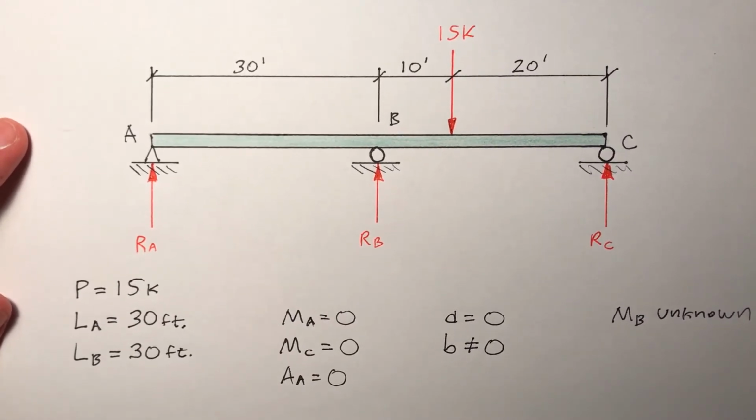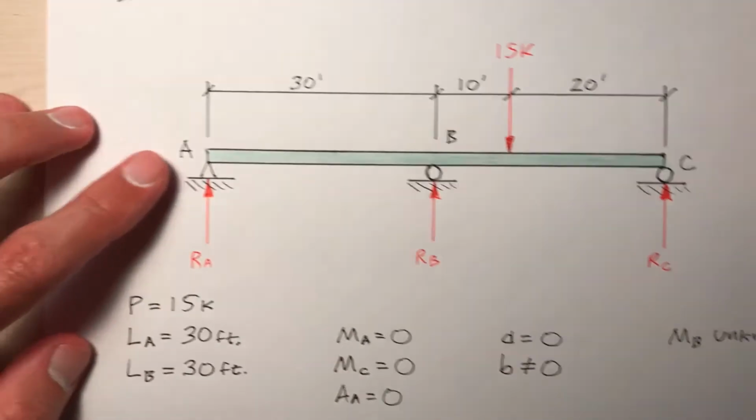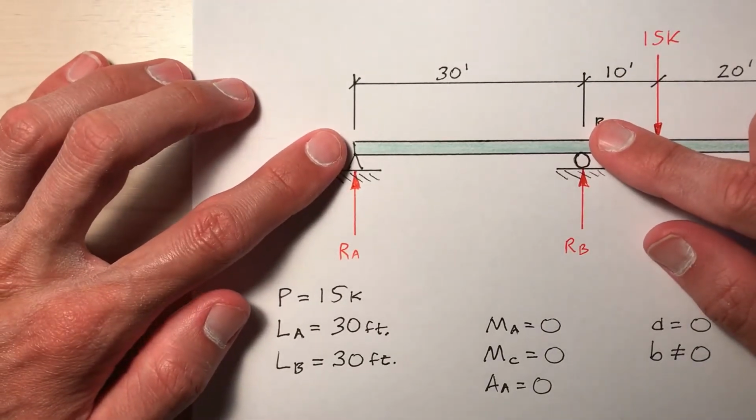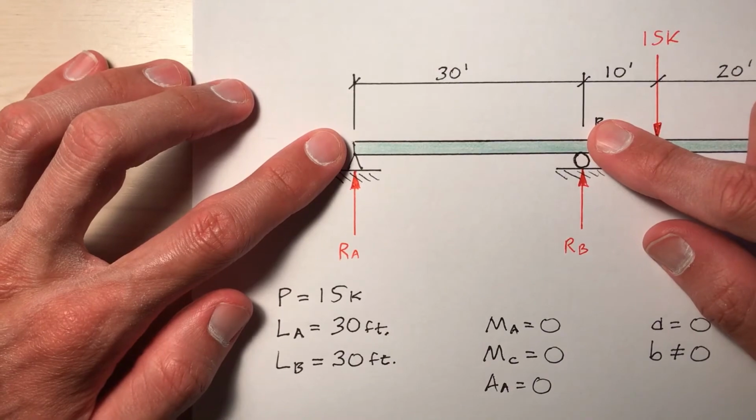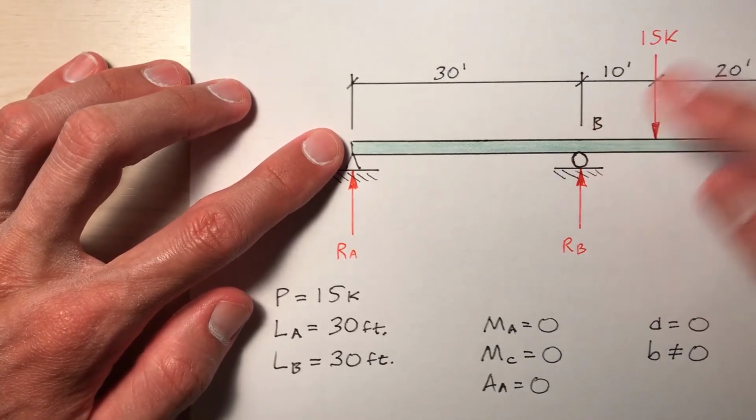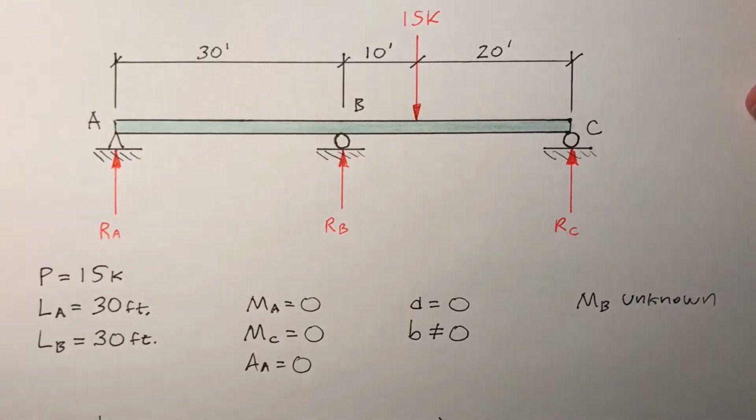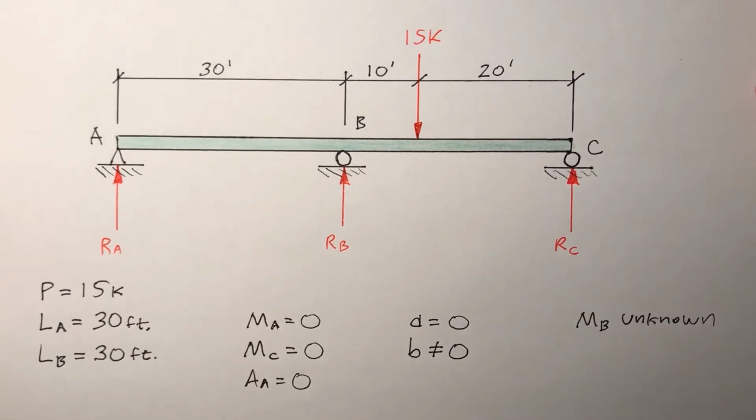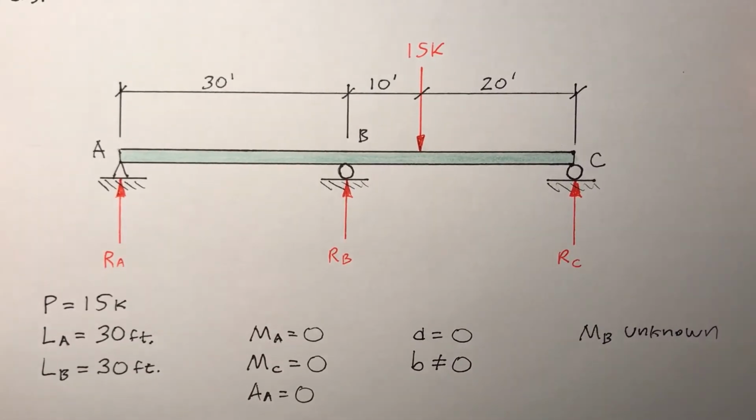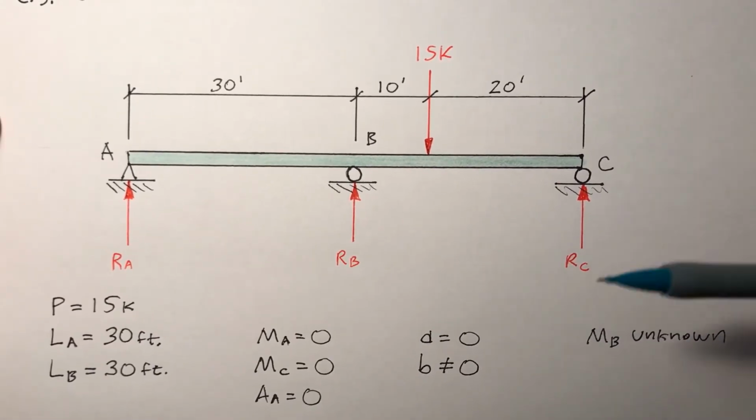Well, what was A sub A again? That was the area of the moment diagram between A and B. Between A and B, there are no loads. So that means that A sub A is 0. No loads, therefore no moment diagram. Therefore A sub A is 0. Little a is 0.